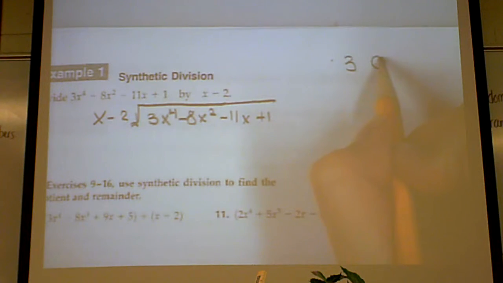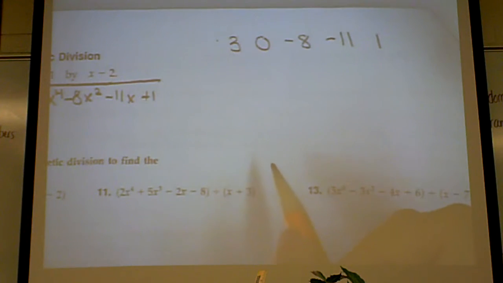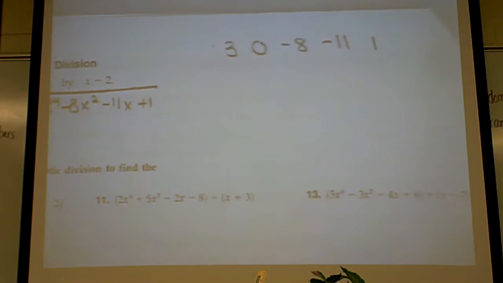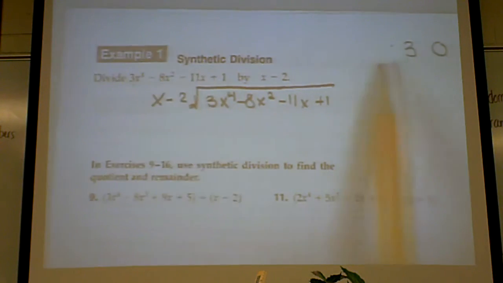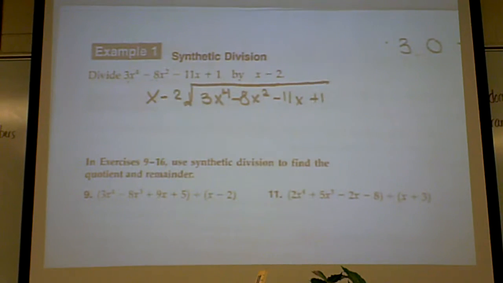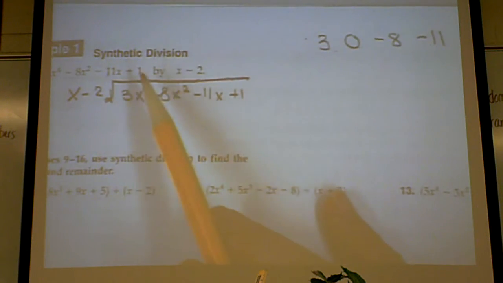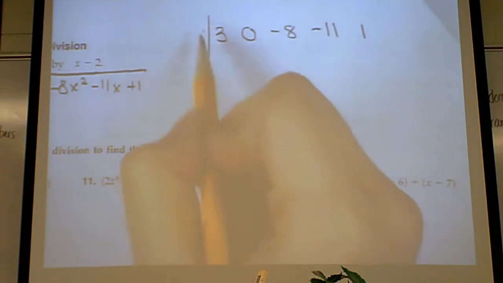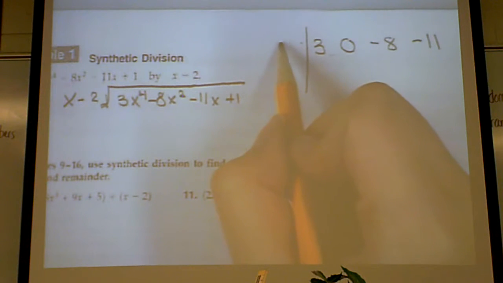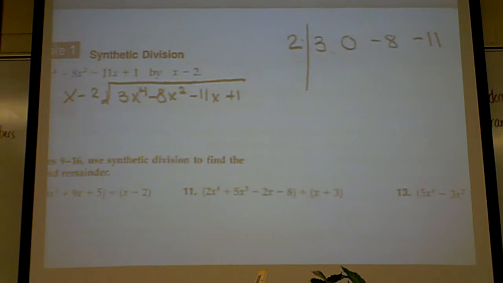So where did you get that 3, 0, -8, -11, and 1 from? Did I put a 0 here? There's no x to the third power. So -8 over here, -11, and we see 1. And this is divided by what? 2? Thank you. Where did that 2 come from? x minus 2.